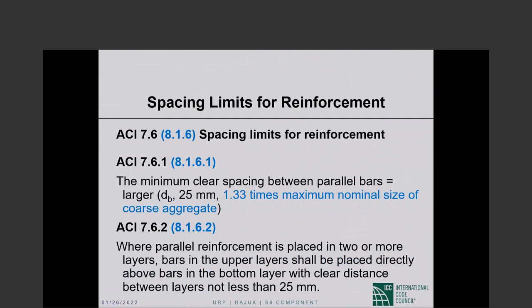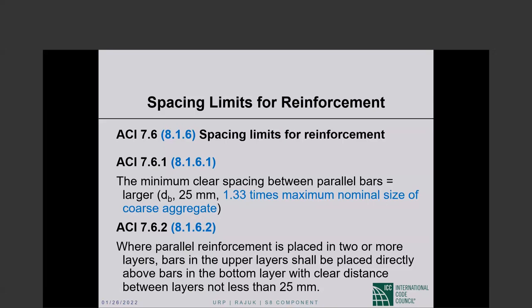So spacing limits for reinforcement. The minimum clear spacing between parallel bars, very important. In a beam, you have, let us say, 3 bars. What is the spacing between the first and the second and the second and the third? Minimum clear spacing between parallel bars is the larger of the bar diameter and 1 inch. That's what ACI says somewhere else in ACI, but BNBC brings it here, and that's how you should read it.